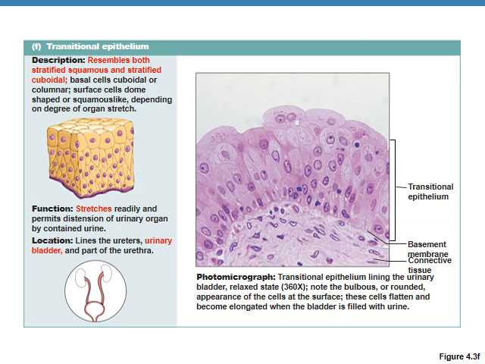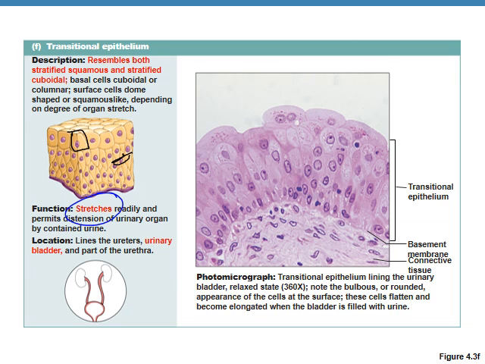For the last slide, when we talk about stratified anyway, this is transitional epithelium. And what's interesting is that it resembles both squamous and cuboidal cells. So you can see these are more cube-shaped, and then these get pulled apart a little bit more in the squamous.